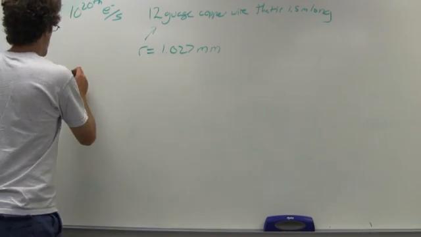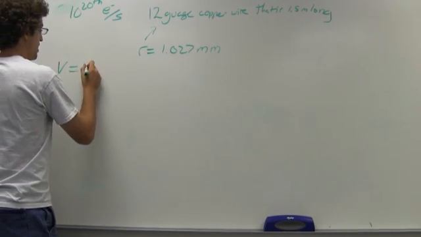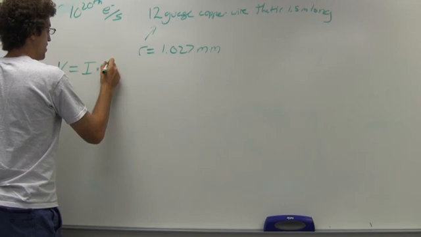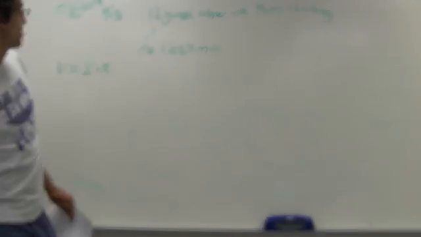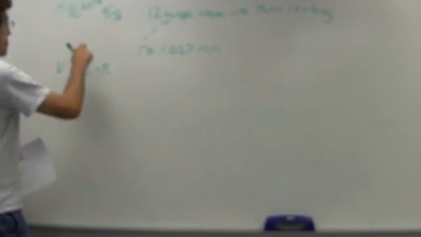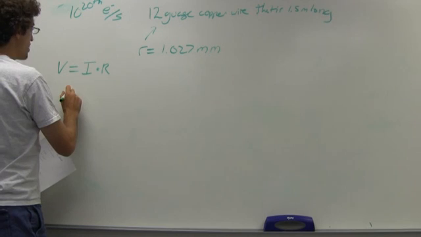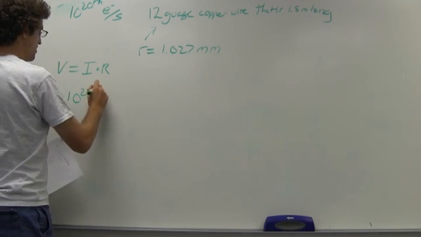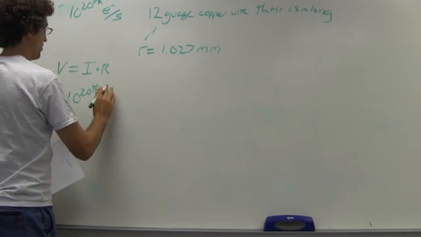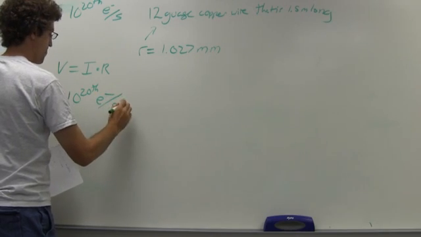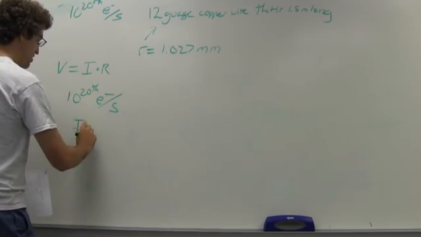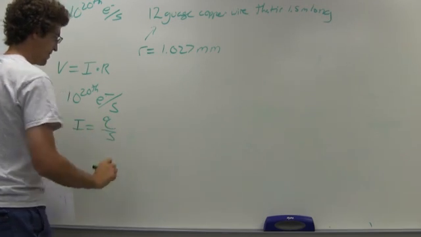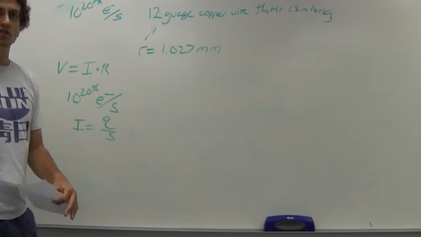So to find potential difference, we need to know I and R. So to get there, we need to find both of those independently. So let's start with I. We know that there are 10 to the 20th electrons per second. Now, current is charge per second. So we need to convert electrons to charge.